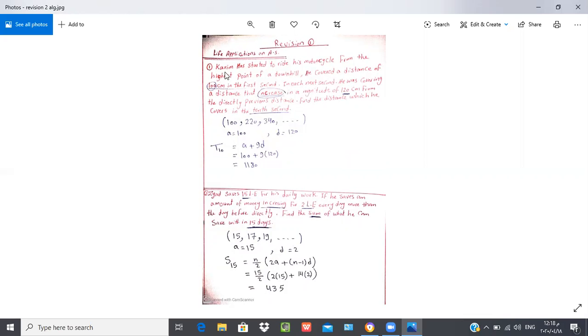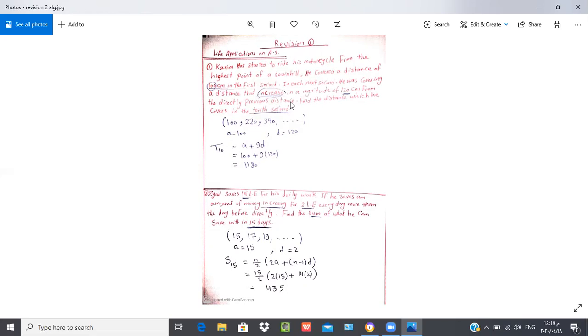Here he said, Karim has started to ride his motorcycle from the highest point of a downhill. He covered a distance of 100 centimeters in the first second. In each next second, he was covering a distance that increased. This point is very important. The distance increased by 120 centimeters from the directly previous distance.